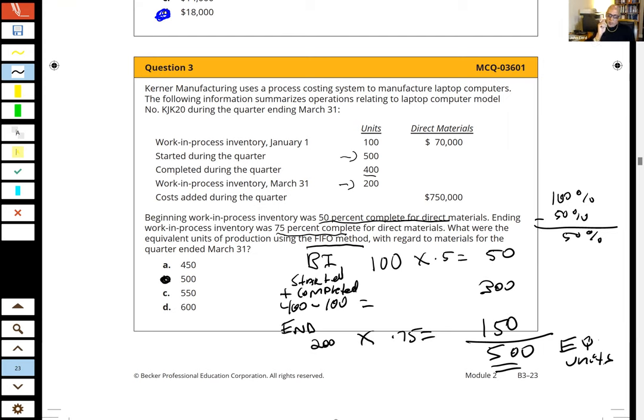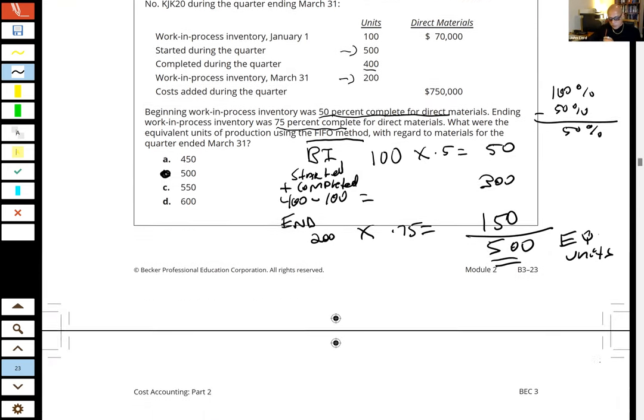If this was weighted average, we would have given ourselves credit for that entire 100. We wouldn't have weighted it by the 50% if this was weighted average. And they may do that. They may ask, so it'd be 100 units. So what would that come out to? 550 units would be the answer for weighted average. And in a question, they may do that. They'll say, now do weighted average. Okay. All right, good. Let's look at the next one.